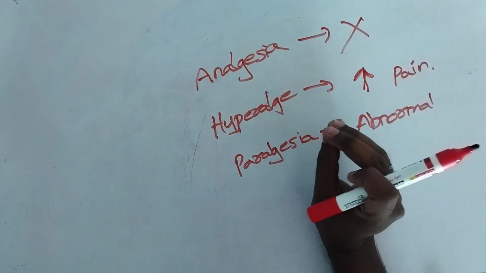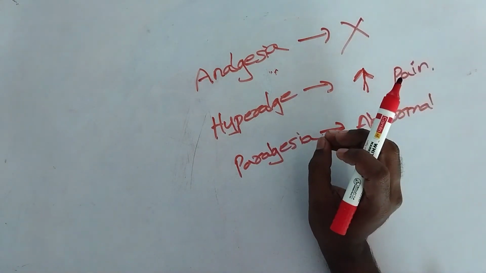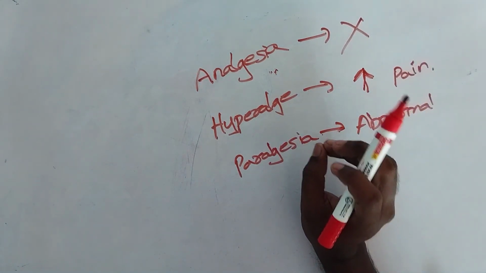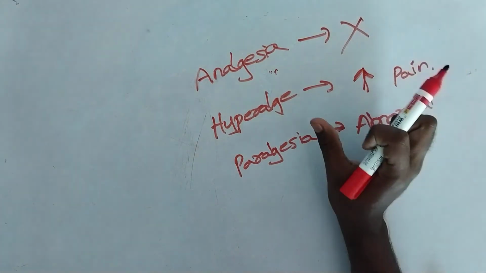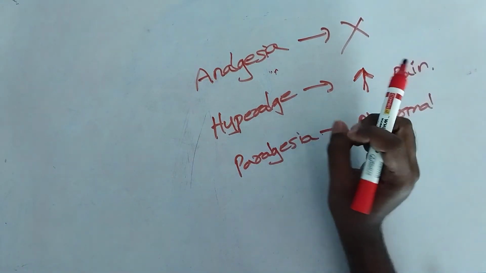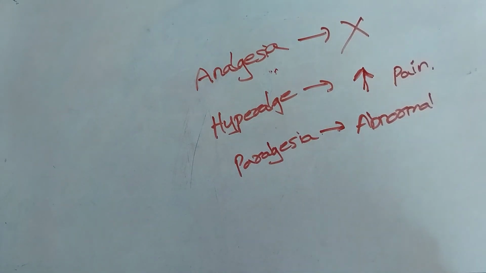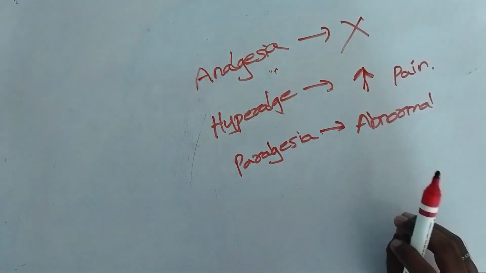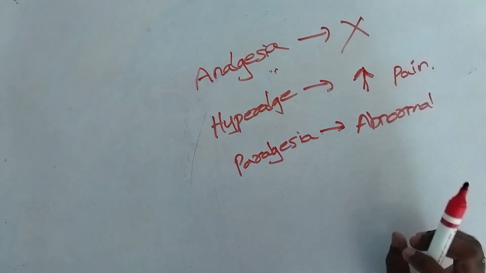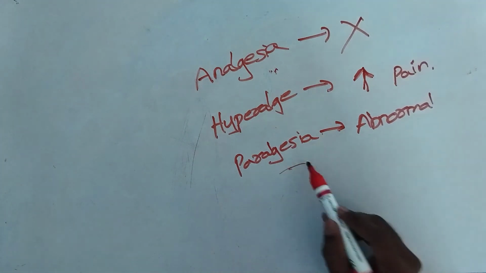So these conditions come under analgesia. And hyperalgesia means if there is any problem, if we touch the surface of the affected part, the pain will increase. So these conditions come under hyperalgesia. And paralgesia means abnormal pain sensation. That means sometimes the pain will be more or sometimes the pain will be less. We can't define it in a particular way. That means the pain is low or high. This condition comes under paralgesia.